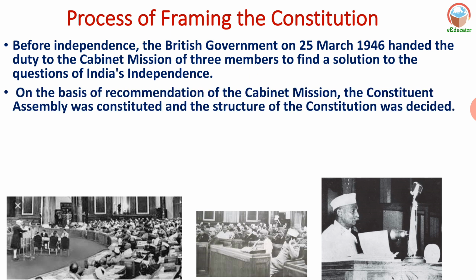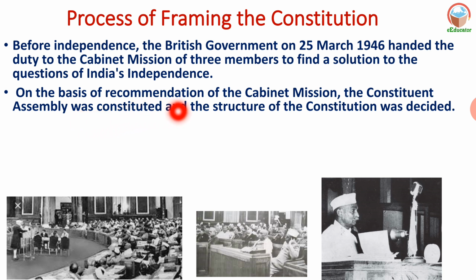Now, on the basis of the recommendations, the views and ideas of those three members of the Cabinet Mission, the Constituent Assembly was constituted and structured. With the recommendation of the Cabinet Mission, the three members of the British Parliament, the Constituent Assembly was framed. The Constituent Assembly was framed to frame an Indian constitution.